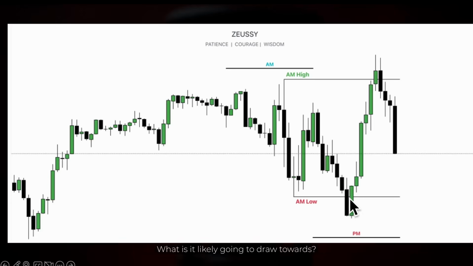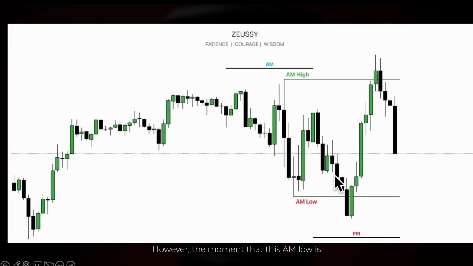We then saw the market draw towards the upside. What is it likely going to draw towards? The market is likely going to draw towards the morning session's high, which is right here. Why? Because we purged the AM low, so now we can anticipate that the market is going to revert towards the AM high. And what's a very important thing to note here is the following. What I outlined is a purge and revert.